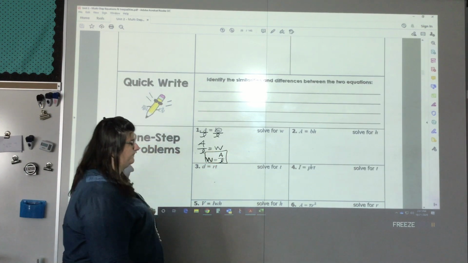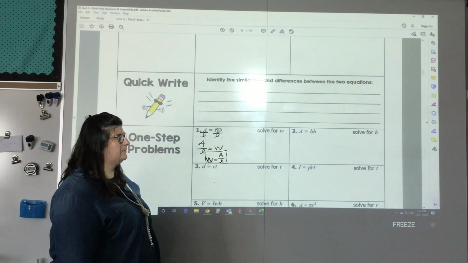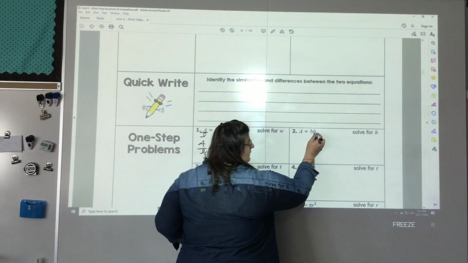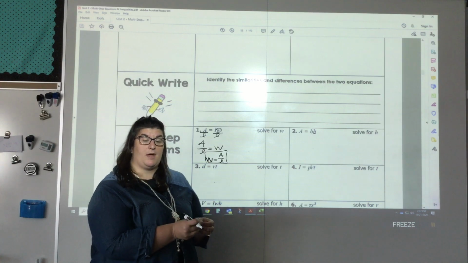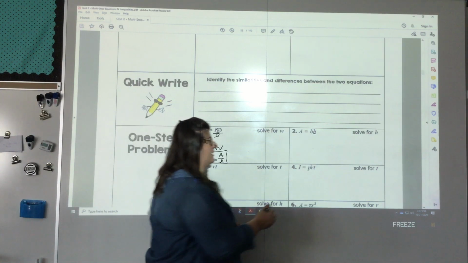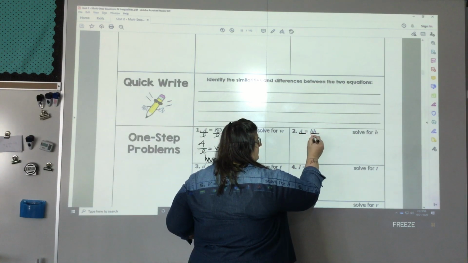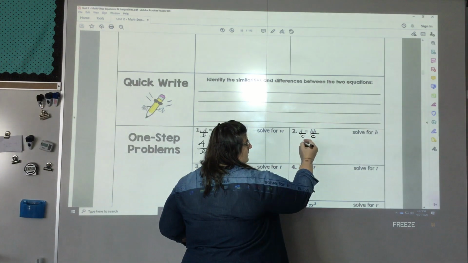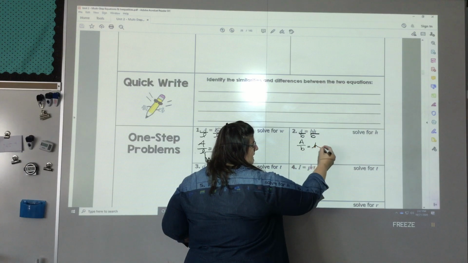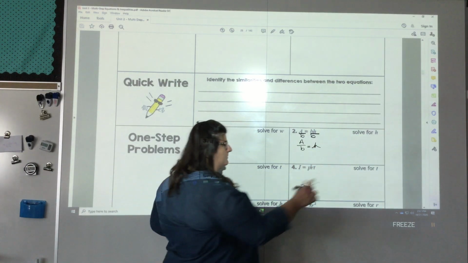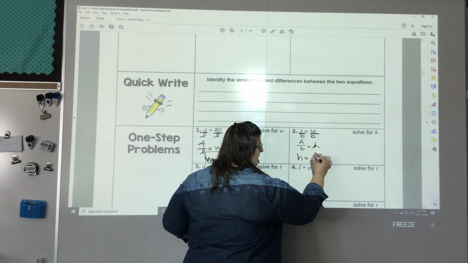There's my answer. Number 2, solve for H. That's this guy right here. I want to get H by itself. B and H are being multiplied. To undo multiplication, we divide. So I'm going to divide both sides by B. So I've got A over B equals H. Symmetric property, switch it. H equals A over B.